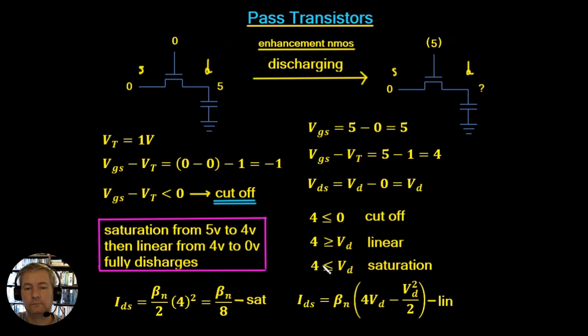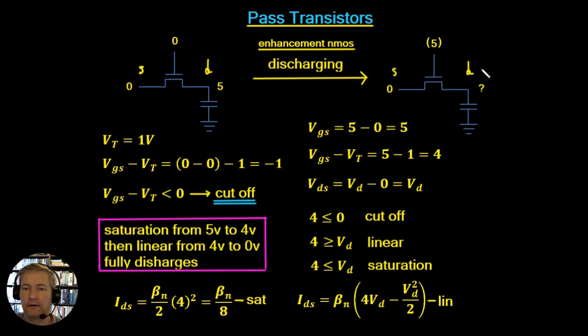Equivalently, we can look at this other equation. If VGS minus Vt is less than or equal to VDS, then we've got a saturation current. Again, VGS minus Vt is just 4 and VDS is just Vd. So if 4 is less than or equal to Vd, we're in saturation. Equivalently, reading from the other side, if the voltage Vd is greater than or equal to 4, then we've got a saturation current. So whenever Vd is greater than or equal to 4, we've got saturation current.